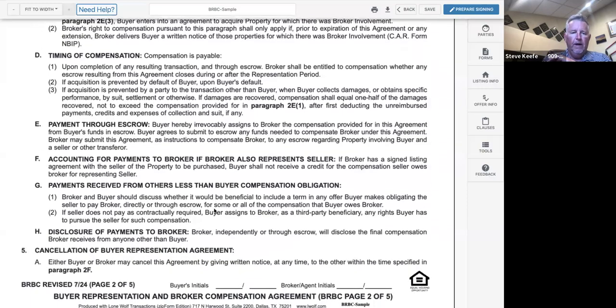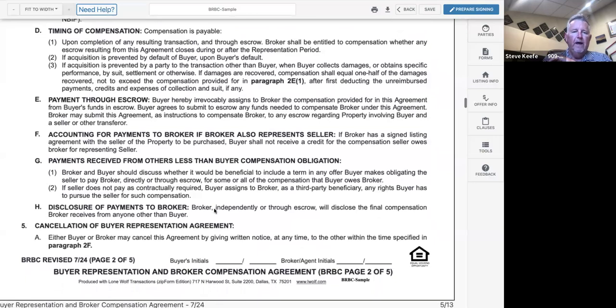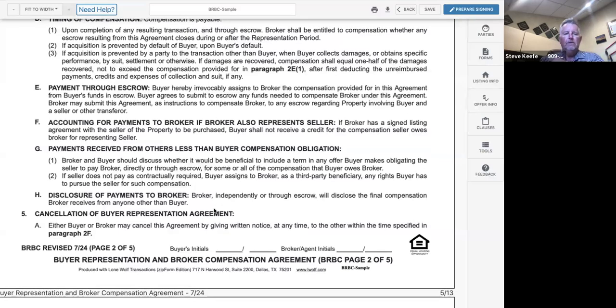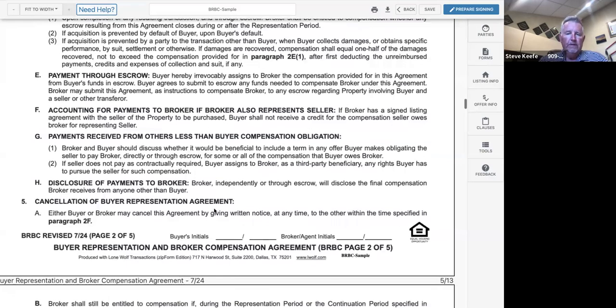Payment through escrow is authorizing escrow to be notified that the broker should be paid through escrow at the close of escrow. Accounting for payments to broker if the broker also represents the seller. So this is a paragraph that's talking about the fact that I already said that any monies paid by others will offset the amount owed by the buyer. What this is saying is that you don't count any monies that the broker is being paid for representing the seller.